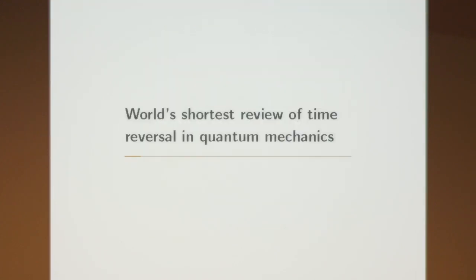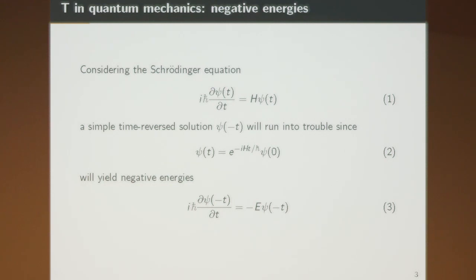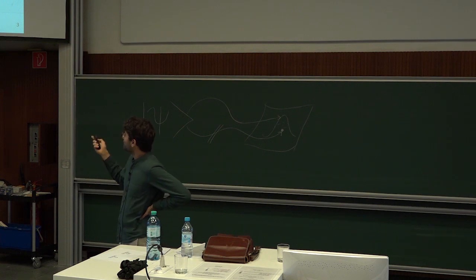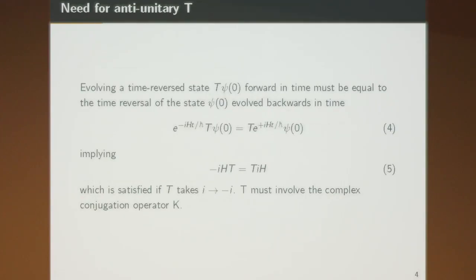So, world's shortest review of time reversal in quantum mechanics. If we consider the Schrödinger equation, here, equation 1, and given that this is how we describe time evolution in quantum mechanics, if we just replace t by minus t, we're going to get negative energies, like I have in equation 3. So how do we fix it? We fix it by using an anti-unitary operator.